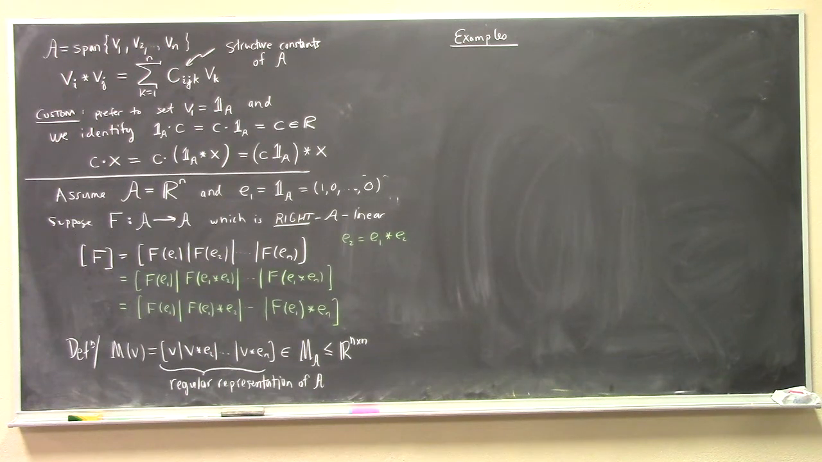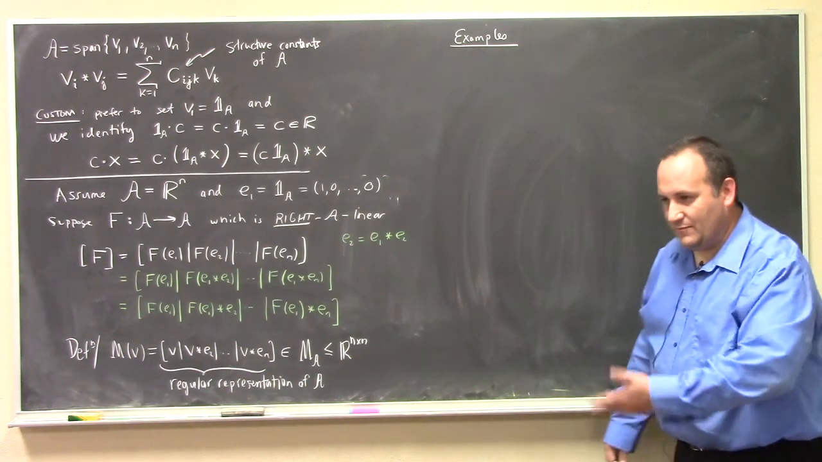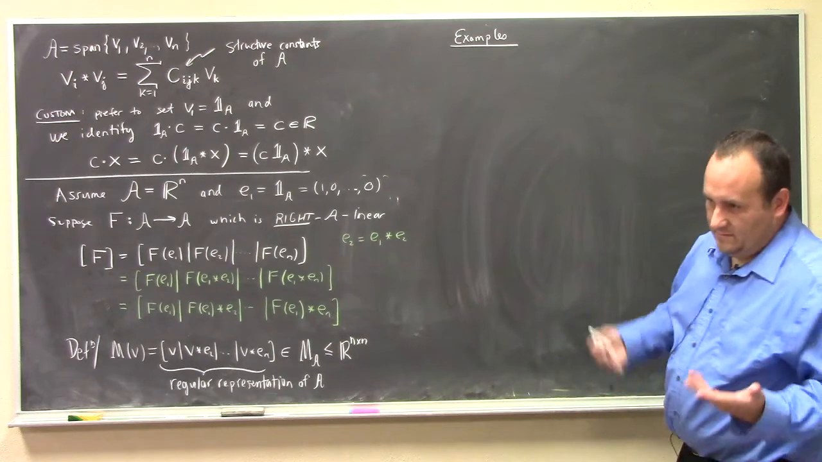The mapping M actually preserves multiplication in a certain sense. Multiplication in the algebra ends up being encoded as multiplication of matrices in M sub A. I have theorems about this. Okay, I'm getting distracted from my examples though. I just want to introduce that notation so I can show you some regular representations of our examples as we're going on. That's all.